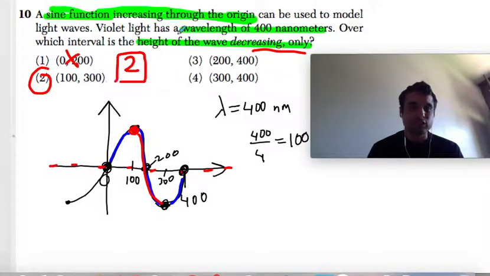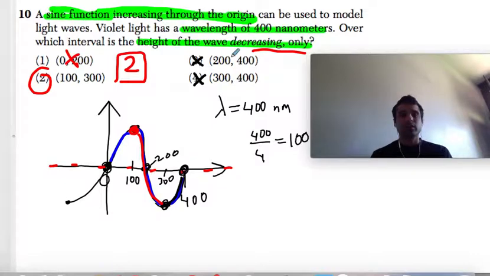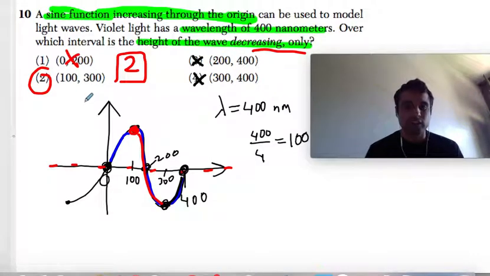And let's just rule out the other possibilities. I'll use purple or black, because I don't want to mix up the colors, all right? So the answer is choice 2. 200 to 400. It's decreasing until it gets to 300, but it's not decreasing the entire interval from 200 to 400 because as you can see, it also increases. And 300 to 400, it's only increasing. So that's out, and our answer is choice 2 because that's the interval where the height of the wave is decreasing only, okay? Where the height is on the y-axis.